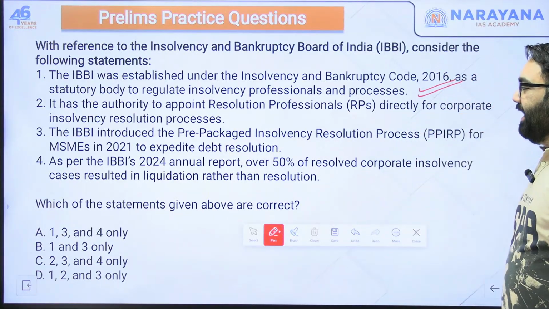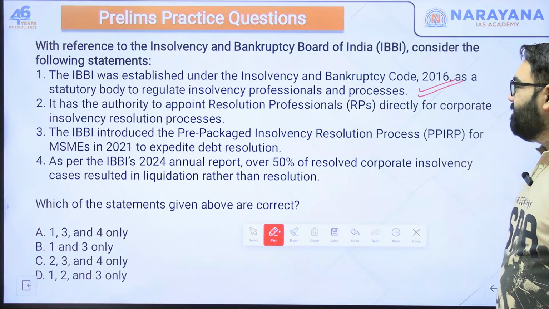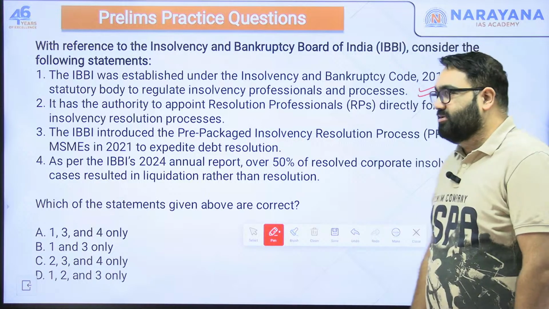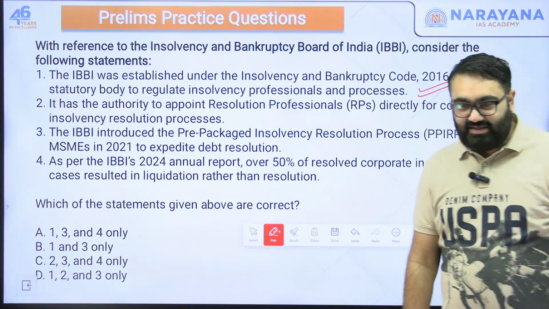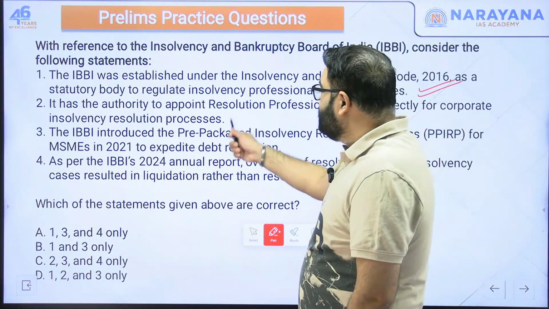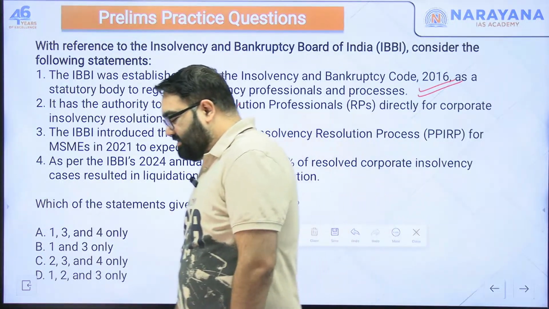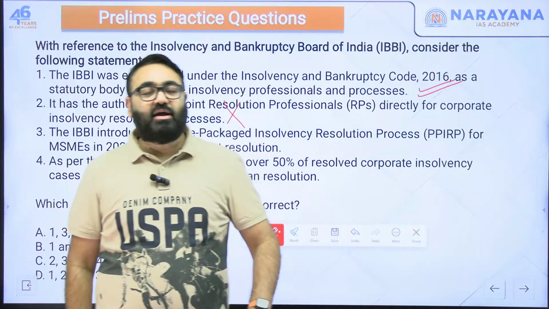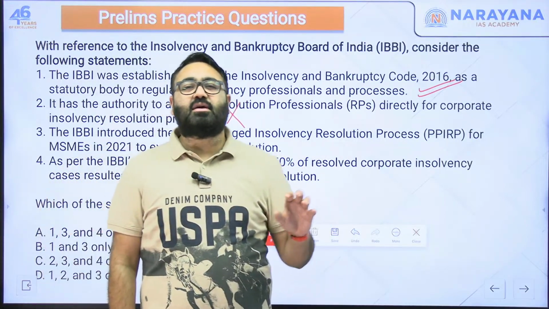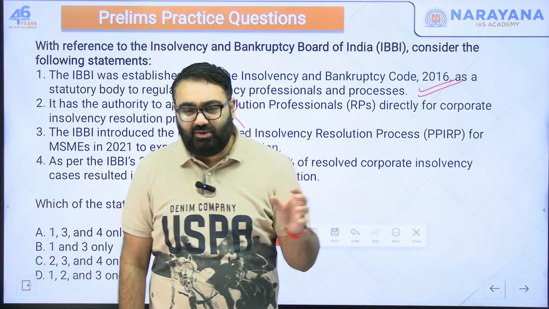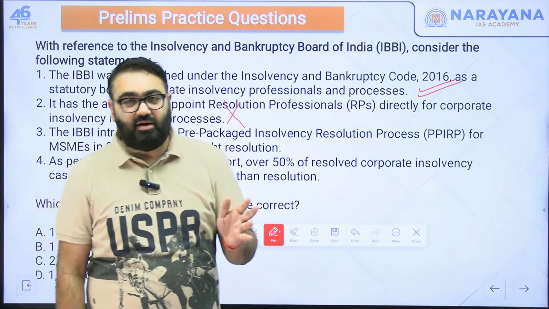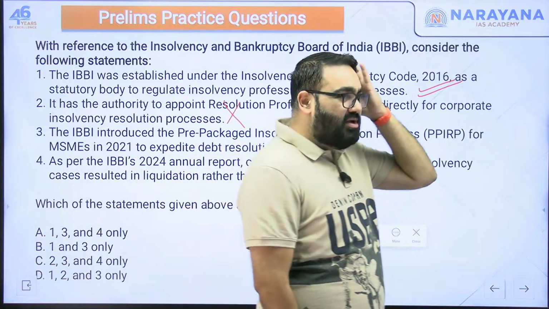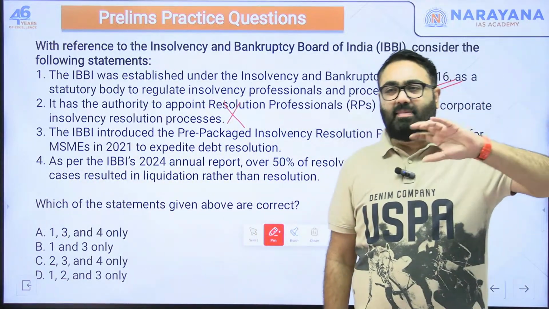Second, it has the authority to appoint resolution professionals directly for corporate insolvency resolution processes. This is a tricky statement. It is wrong. So, insolvency professionals, see how are they appointed? It's a critical point here because an insolvency professional essentially should be neutral, as I said, to the interest of both the parties involved. So what happens usually is the insolvency professional's name is suggested by the creditors.